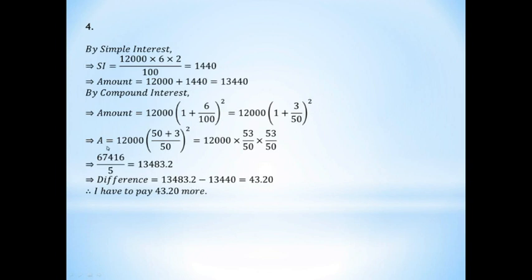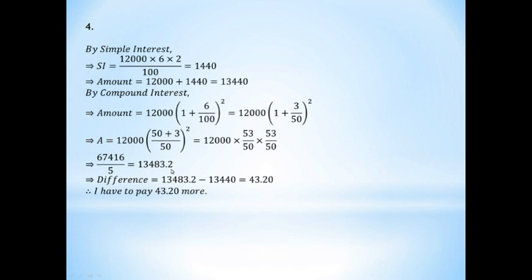Then here in the next step, A equals 12,000. Then after taking the LCM of 50, 50 plus 3 will be there. Then it will have 12,000 into 53 by 50, 53 by 50. Then you will have 13,483.2. So which is more, the amount which we have found out by simple interest or compound interest?